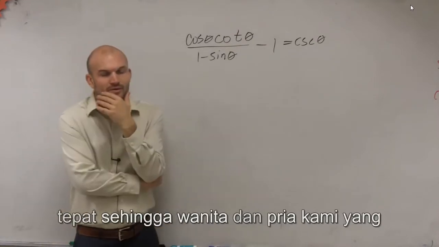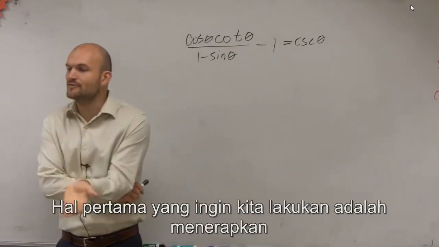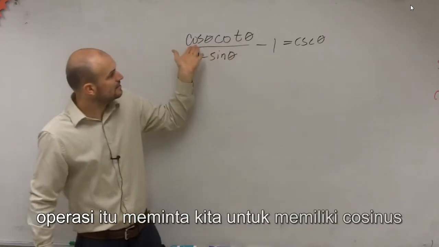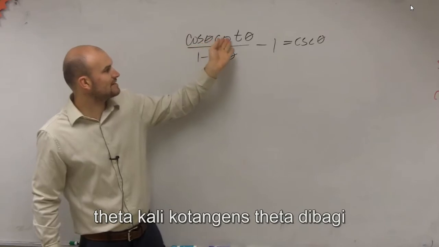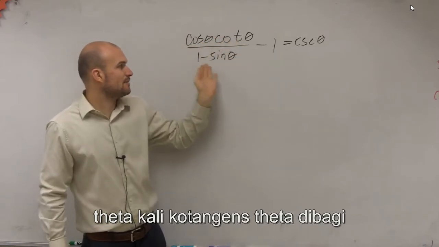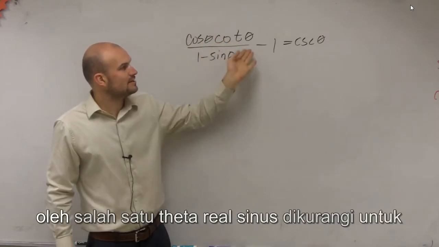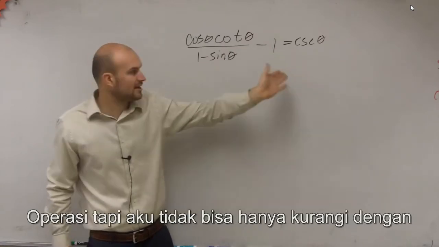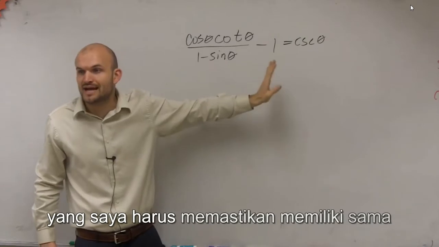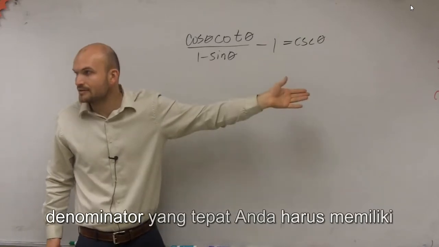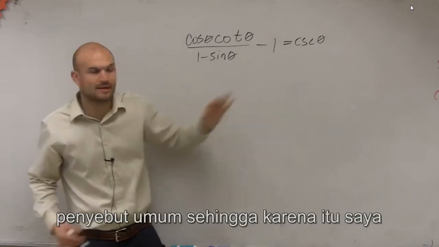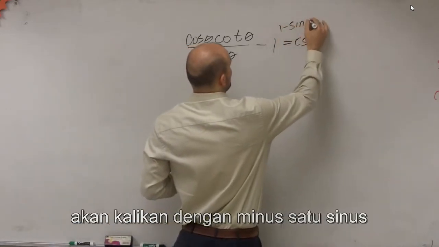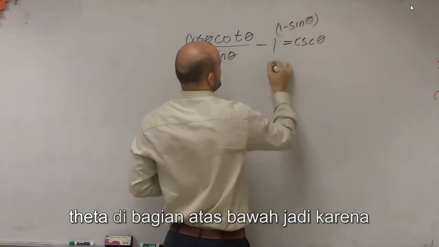All right, so ladies and gentlemen, the first thing we want to do is apply operations. It's asking us to have cosine of theta times cotangent theta divided by 1 minus sine of theta, and subtract it by 1. So let's apply that operation. But I can't just subtract by 1. I have to make sure it has the same denominator, right? You have to have common denominators. So therefore, I am going to multiply by 1 minus sine of theta on the top and bottom.